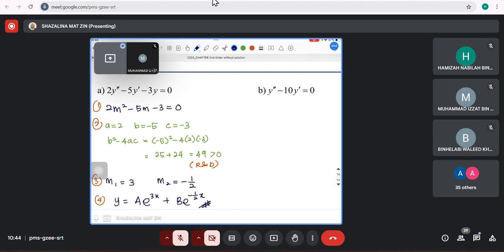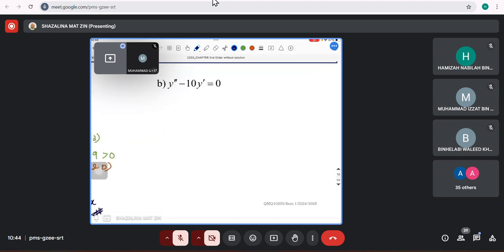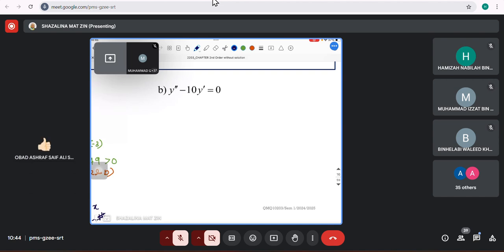Okay, saya continue. B. Step number 1. Substitute y double prime with m square, y prime with m, and y equals to 1. So in this case, we have m square minus 10m. We don't have y here, so equals to 0.